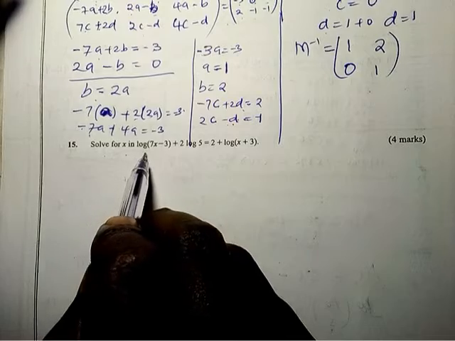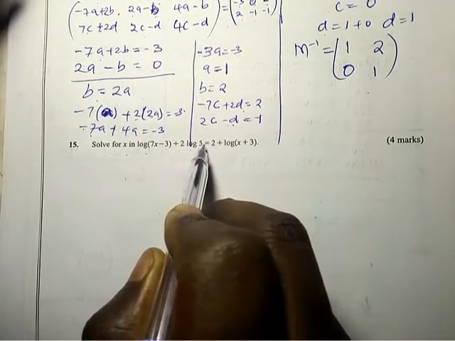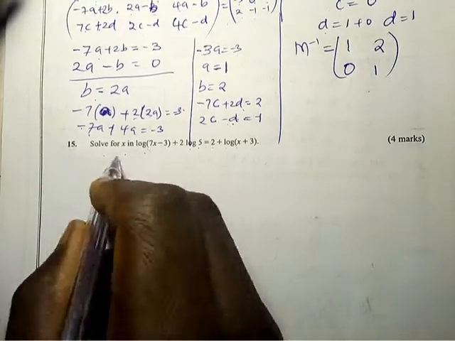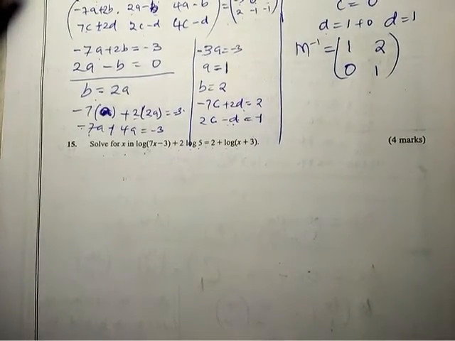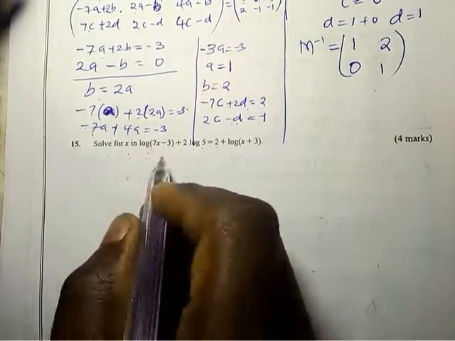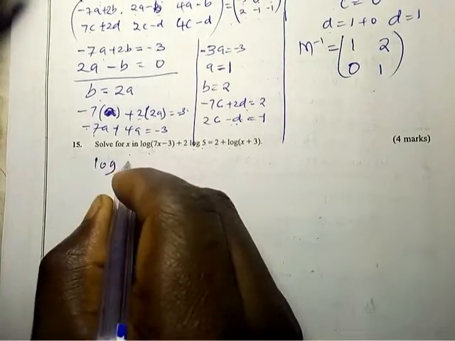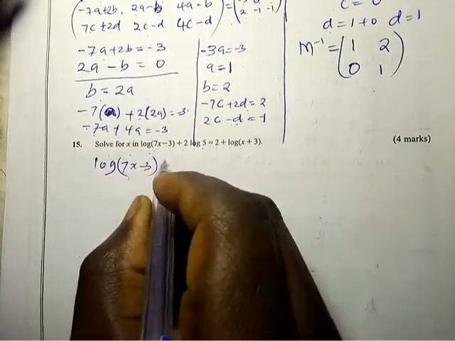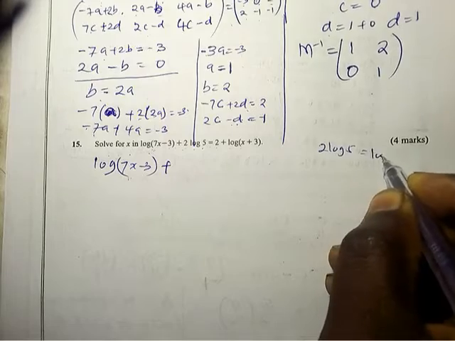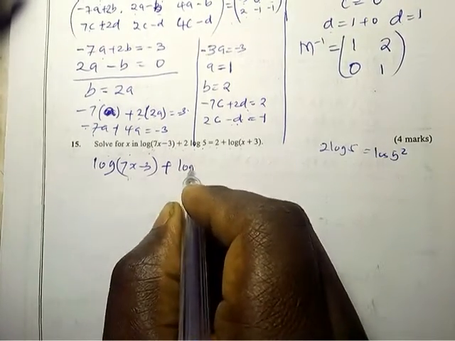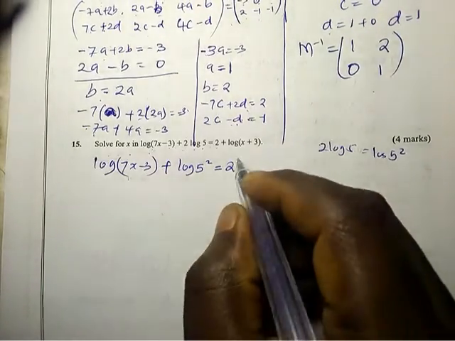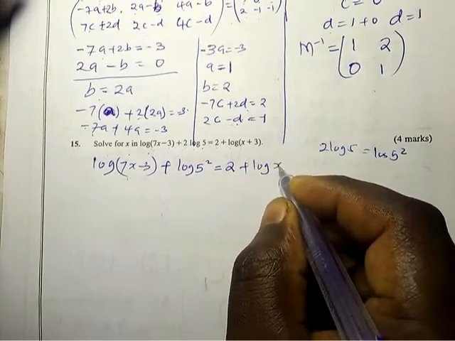Solve for x in logs. Log of 7x minus 3 plus 2 log 5 is equal to log of x plus 3. So, first, log of 7x minus 3 plus 2 log 5 is simply the same as log 5 squared, so log 5 squared, equal to 2, plus log of x plus 3.